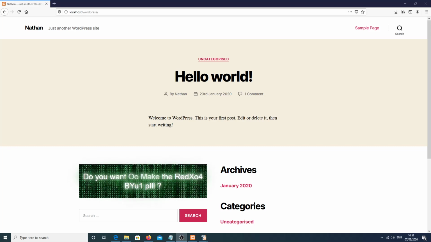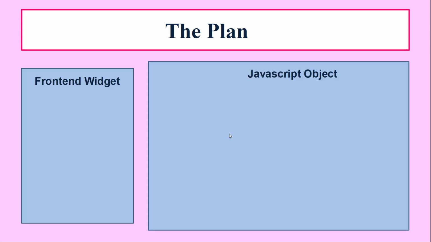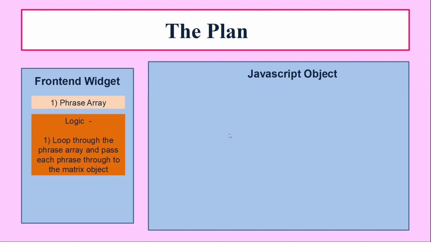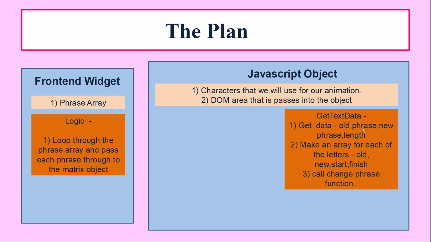So let's look at what we've done so far and what we'll be doing in this video. Okay, so far we've already made our JavaScript object, we've got our front-end widget, we have created our phrase array. We have not done the loop that we continuously loop through this phrase array, sending the new array into our JavaScript yet, so we haven't done that. We have added the attributes to our JavaScript object. We have finished the first method, which gets all the important text data that we need.